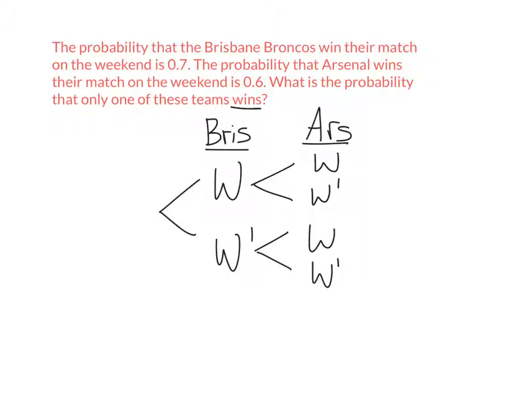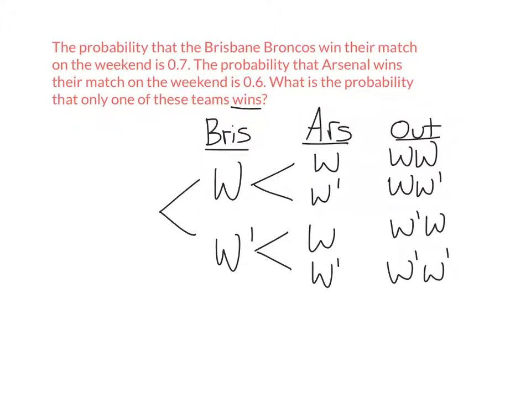So once again, I want to list the outcomes. The first outcome is they both win. Second outcome is just the Broncos win. Next, I have just Arsenal wins, and then I have neither wins. So this is not with or without replacement, because I'm not really picking something from a bag or anything like that. What we have here are 2 separate events: the result of one game, and then the result of another game that has nothing to do with the first game.